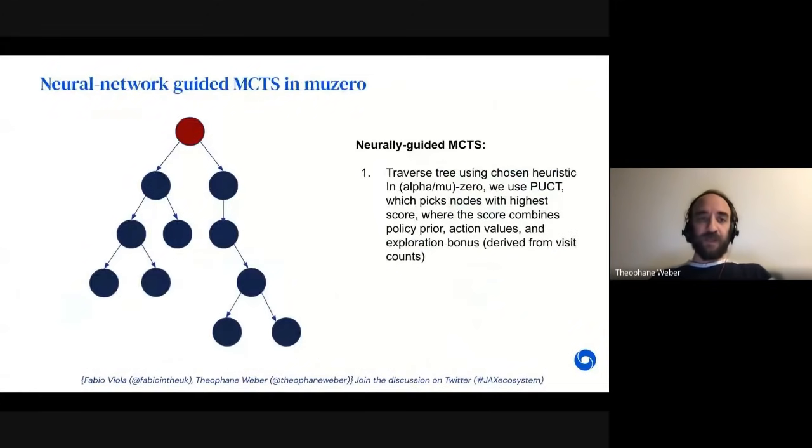Next slide. So I'm going to give a very quick introduction of neural network guided MCTS as it is done in MuZero to give some context around the issues. Each MCTS consists of several simulations that happen one after the other. And each simulation consists of 3 steps. The first is you traverse the tree.